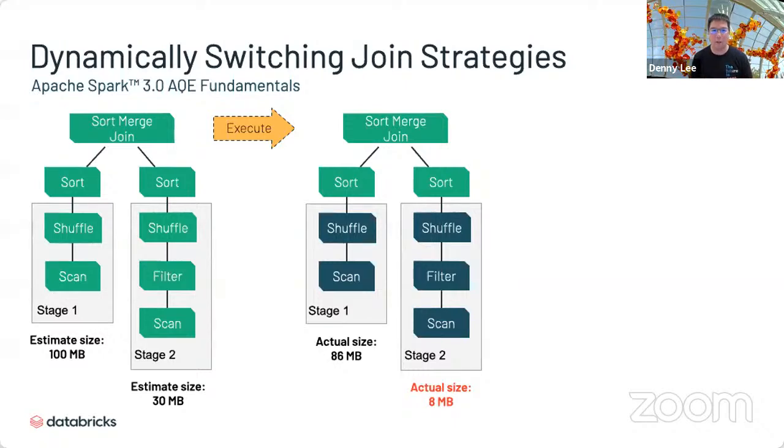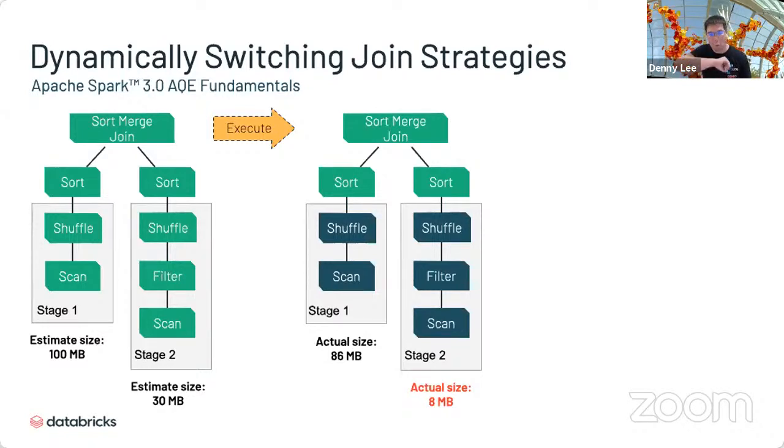All right, when AQE kicks in, let's say it's trying to join two different tables. The left table is stage 1, the right table is stage 2. When it's trying to join those two tables, it's going to initially estimate the sizes as 100 megabytes and 30 megabytes. Now we have a threshold of, let's say, 10 megabytes. That threshold basically means that if the second table is larger than 10 megabytes, we're not going to do a broadcast join because it's going to take up too much memory. The numbers are just randomly chosen, by the way. You can definitely set them to higher numbers, but that's the example I'm using here.